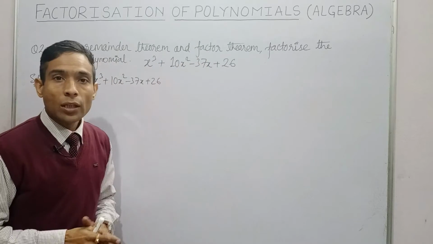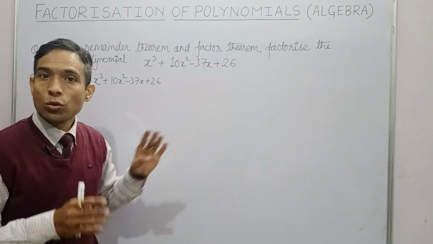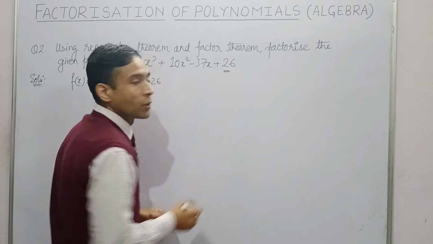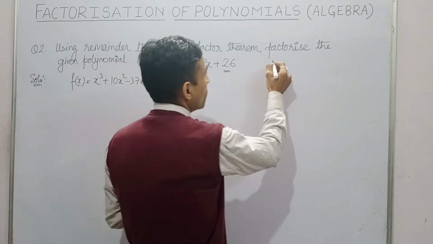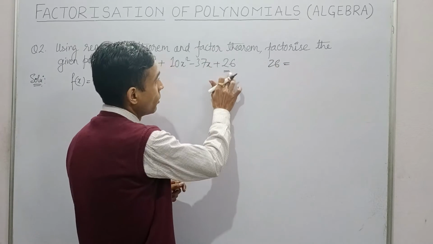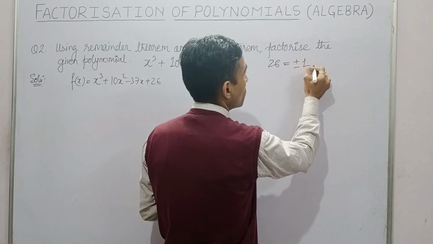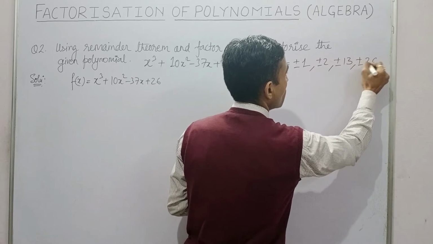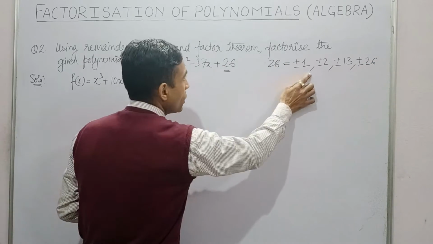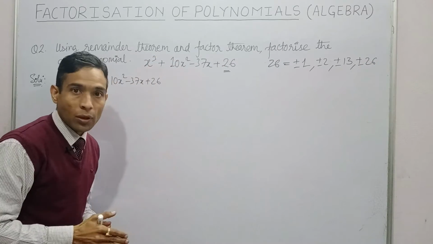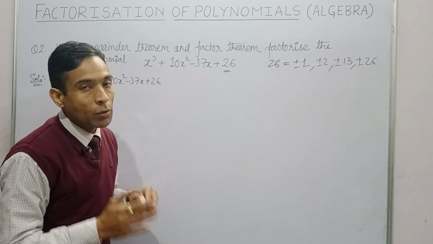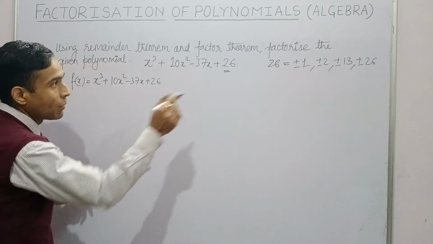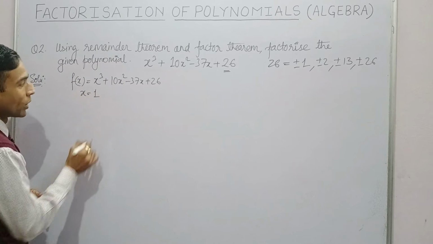Now we do not know anything about the factor of this polynomial, so we will use the hit and trial method. In the hit and trial method, we will find out the constant term in the given polynomial and the factors of this constant term. For 26 it is plus minus 1, plus minus 2, plus minus 13, plus minus 26, and we will put these values one by one in the given polynomial. The one which gives us 0 will be a factor of the given polynomial by factor theorem. So I am putting x is equal to 1.